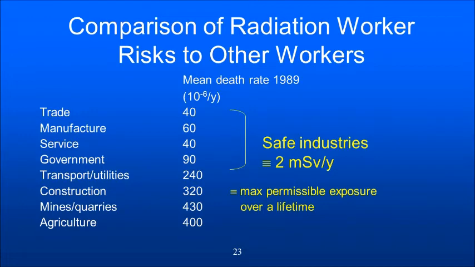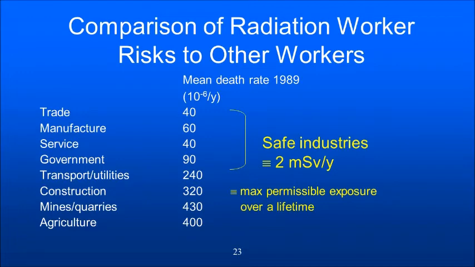Let us do a serious comparison. Let us compare the radiation industry with other safe industries. For example, trade, where there will be 40 deaths per million in a year. Manufacturing, about 60 deaths per million in a year. Service and government, where there are 40 and 90 deaths respectively per million in a year, which compares to safe industries. And if a million people are exposed to 2 millisievert per year, it is something similar to what you see here with safe industries.